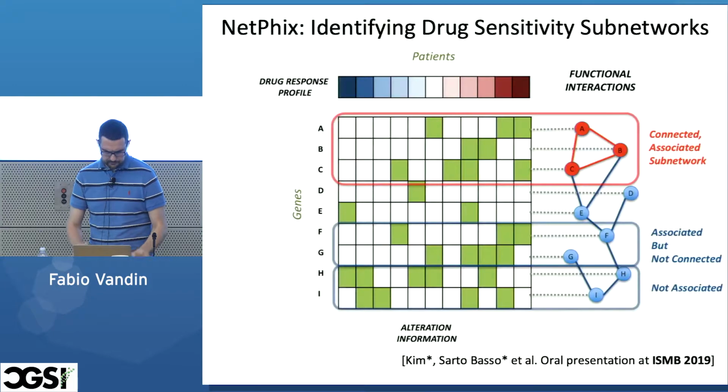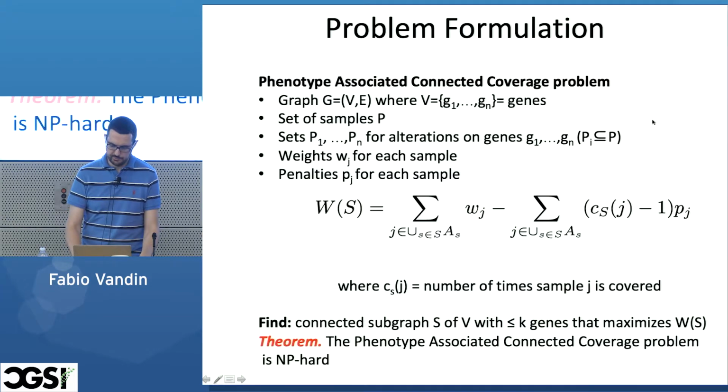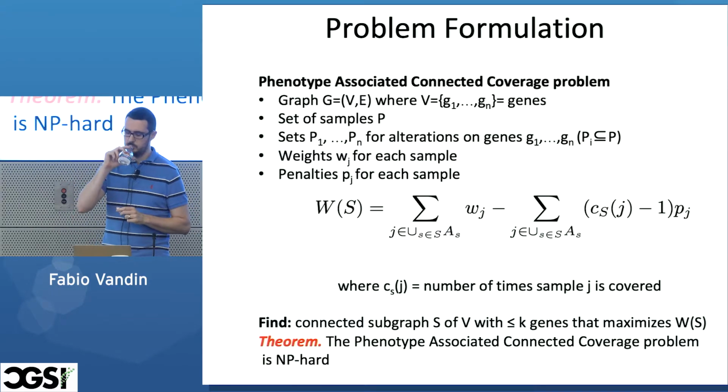Okay, so the problem NetFix tries to solve, from the abstract point of view, is this: given a drug response profile and the alteration data for different samples, now we are looking for a subnetwork, so a set of genes that is connected in an input graph, and that shows alterations that are approximately mutually exclusive and that show an association, for example, with decreased values of the target. Okay, so again, we can formulate this problem more formally as the phenotype associated connected coverage problem.